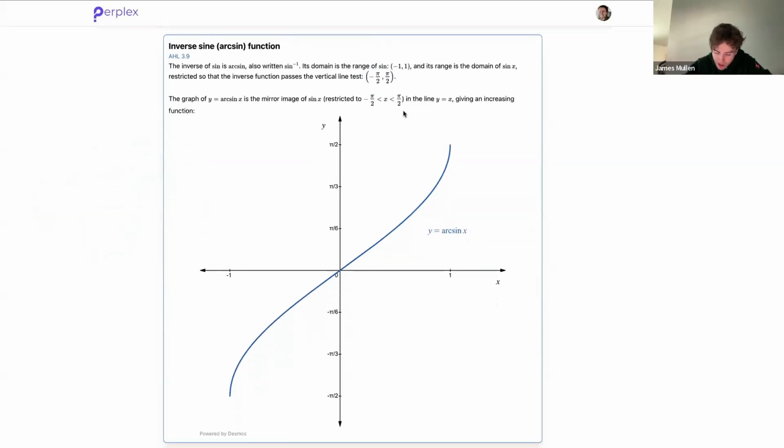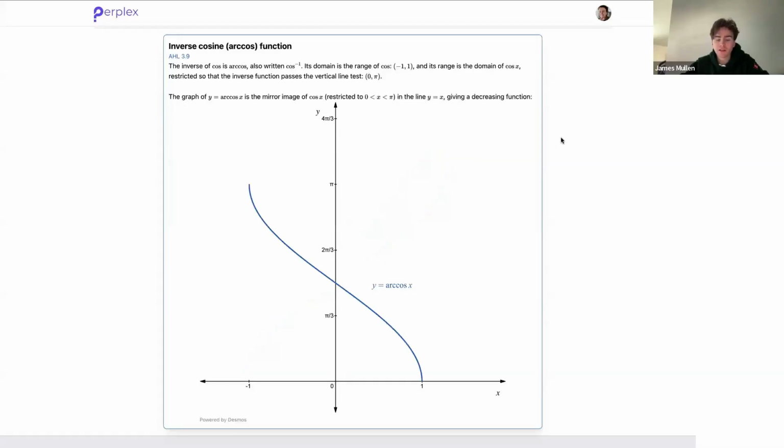Okay, so what is the function going to look like? Well, if sine, remember, looked something like this, that's what sine looked like on the interval negative pi over 2 up to pi over 2, then I know the inverse function is the reflection in the line y is equal to x. And so that's how I got this graph of arcsine of x.